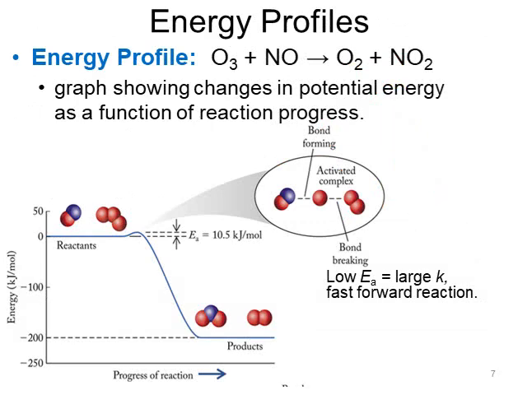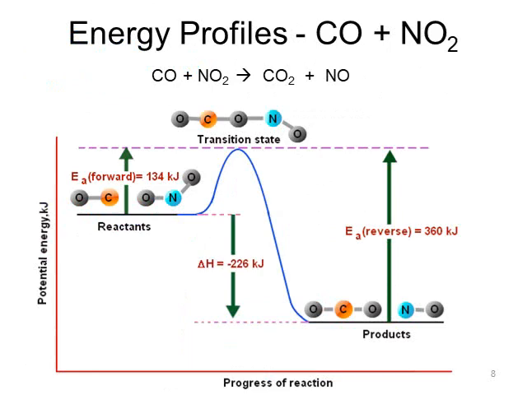For example, if you look at the reaction between ozone and nitrogen monoxide, the energy of activation barrier is pretty small. As a result, this reaction is fairly fast. On the other hand, if you look at carbon monoxide and nitrogen dioxide, the EA barrier is quite a bit higher here at 134 kilojoules. And so this reaction is going to be quite a bit slower, even though the enthalpy difference is bigger.